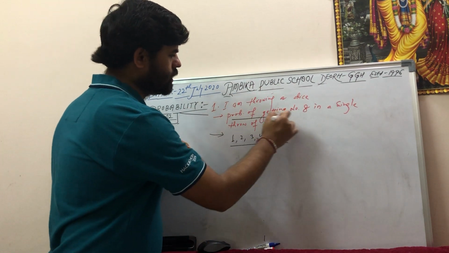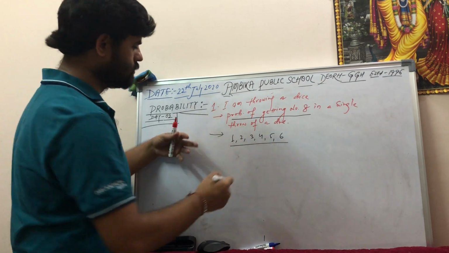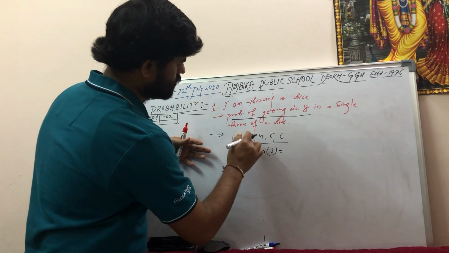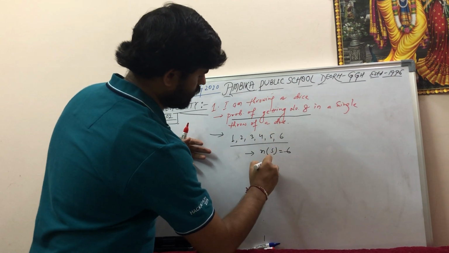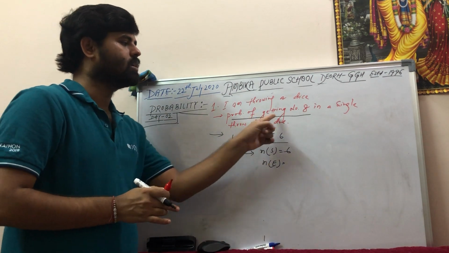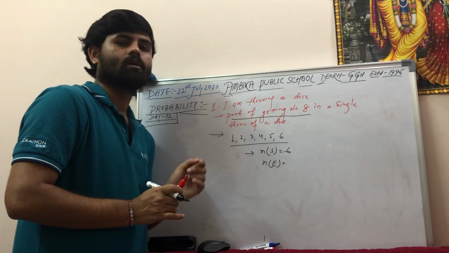Now the question is probability of getting number 8 in a single throw of a dice. Probability of getting number 8. Are you able to see number 8 here? So let me go by the process. I will say number of sample space equals what? 1, 2, 3, 4, 5, 6. Number of event. What is the event? Event is getting number 8.